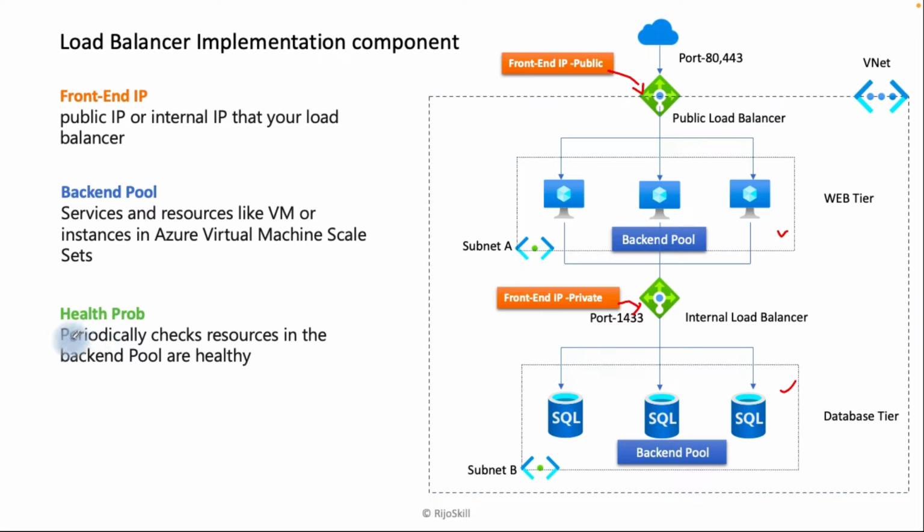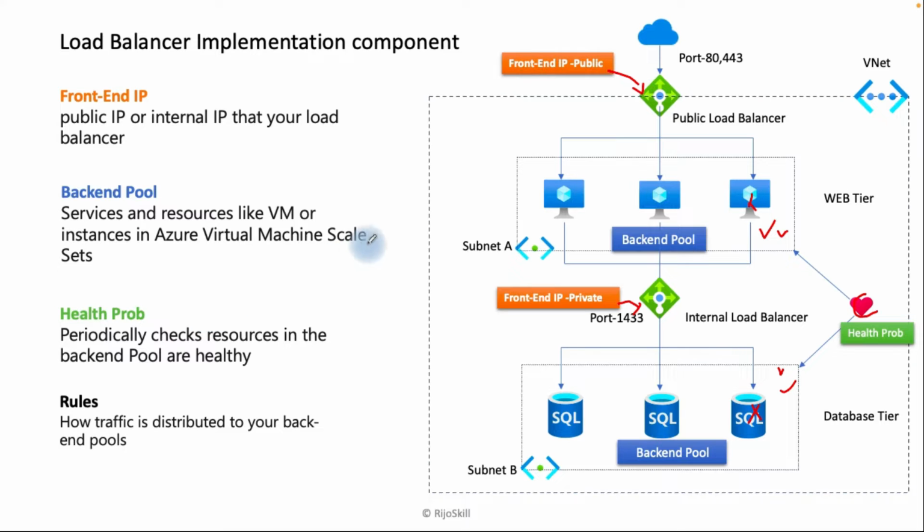Next is the health probe. What is a health probe? The health probe periodically checks whether the resources in the backend pool are healthy. Once you create the health probe, it always checks that the backend resource is healthy. It sends an HTTP or HTTPS request every 5 seconds or so, so it checks the health of our backend pool. If the backend pool has any downtime, it will report on the health. Okay. So now you understand the health probe concept.